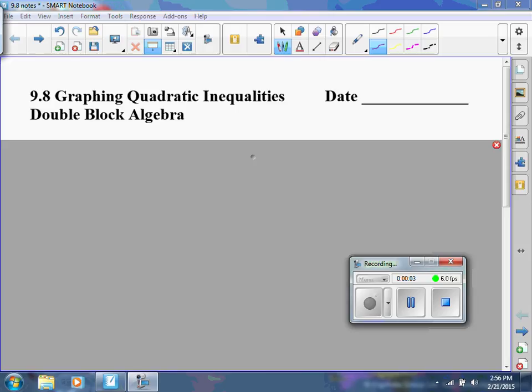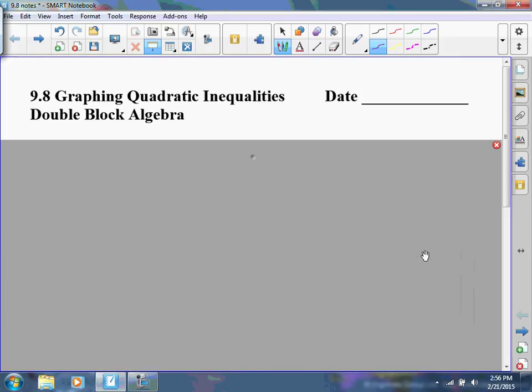Welcome to Mrs. Neller's notes for her double block algebra class. These are the notes for section 9.8 entitled Graphing Quadratic Inequalities.